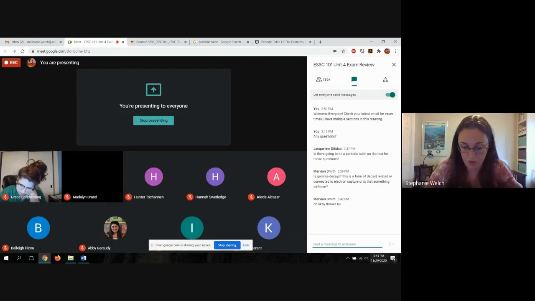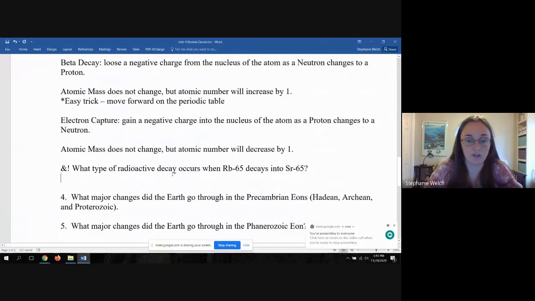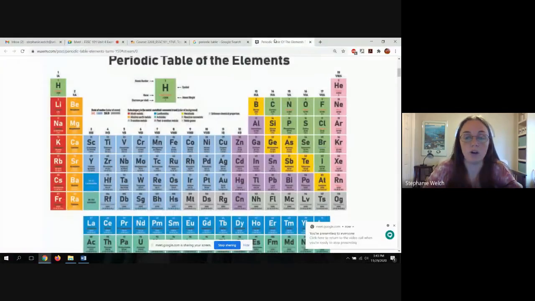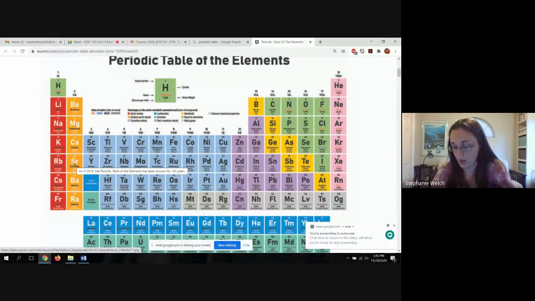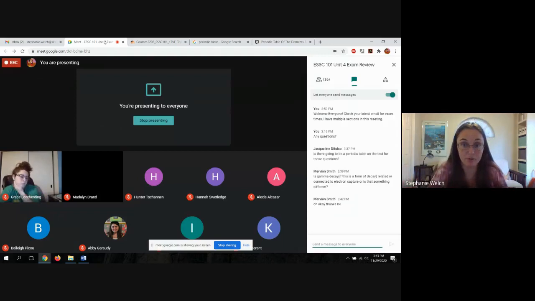Going back to the question here: what type of radioactive decay occurs when rubidium-65 decays into strontium-65? Here's the periodic table, here's rubidium, here's strontium. So your options are A, alpha decay, B, beta decay, C, electron capture, or D, answers A and B. So let's go through and rule them out. Or actually first, does anybody want to throw out an option?